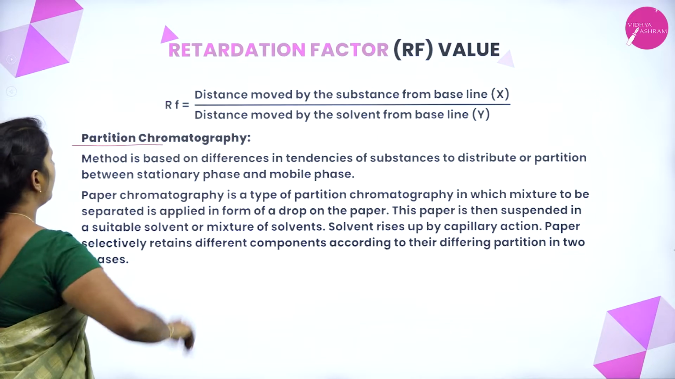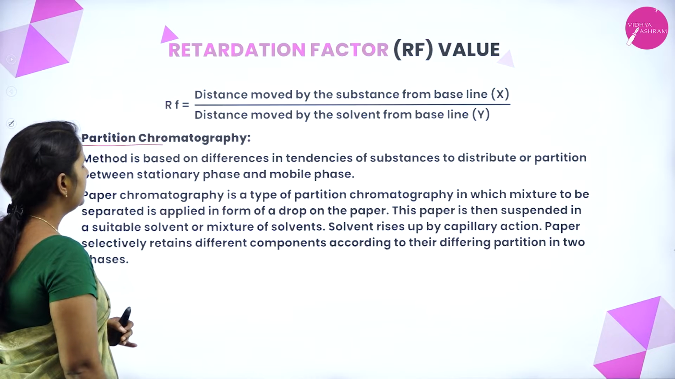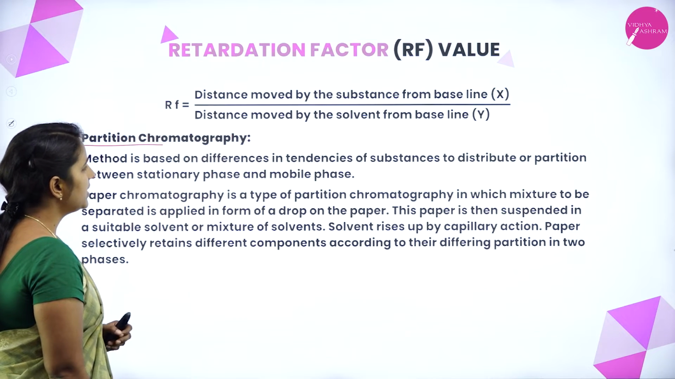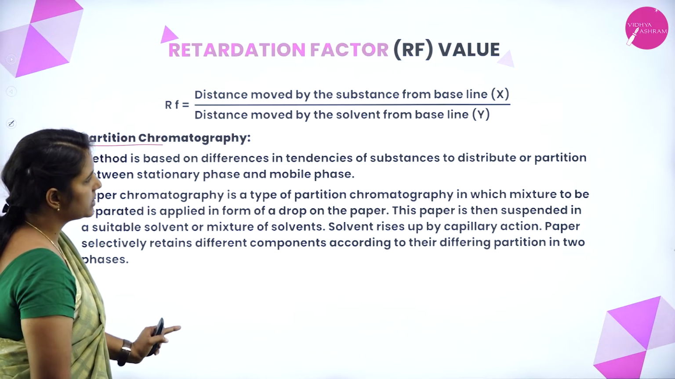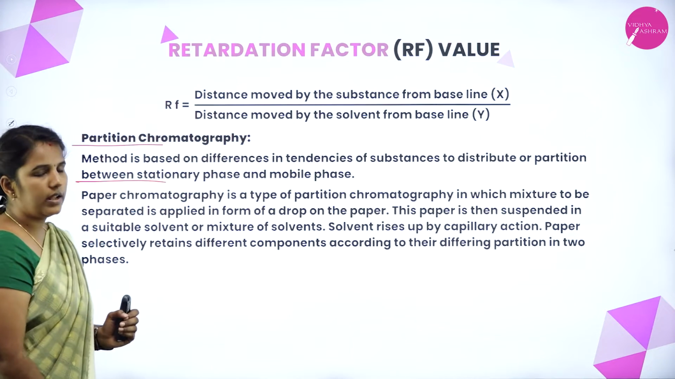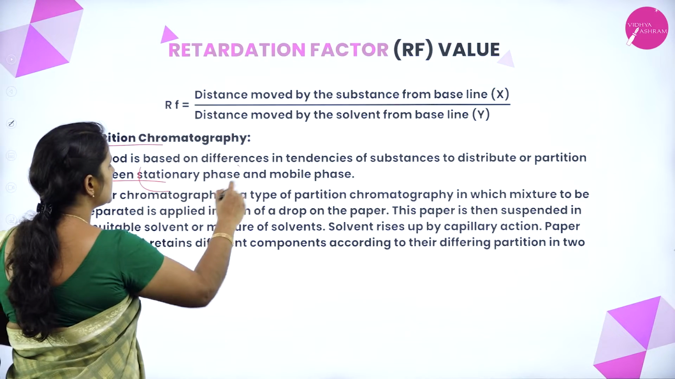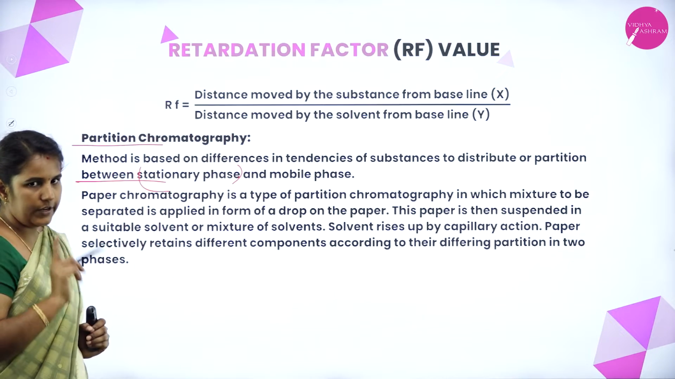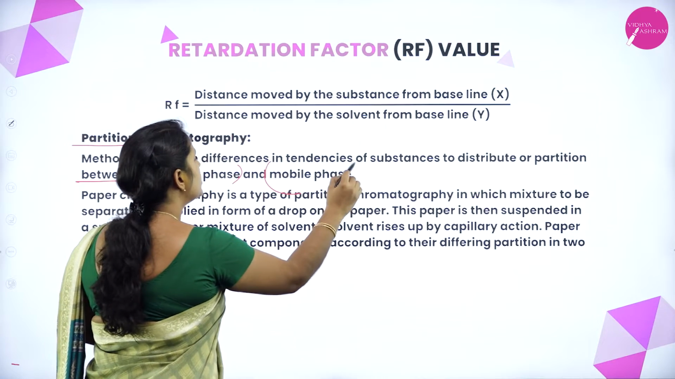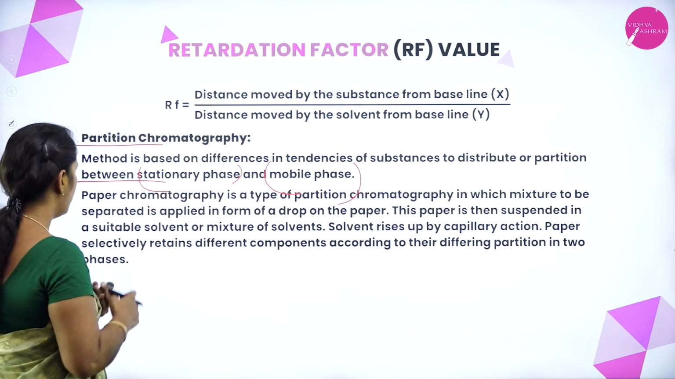Next, finally, we have partition chromatography. This method is based on the difference in the tendency of a substance to distribute or partition between the stationary and the mobile phase. Why is it known as the stationary phase? As I told you, it will stay as such. It will not move at all. Why is it known as the mobile phase? Because it will be movable. Hence, it is known as the mobile phase.